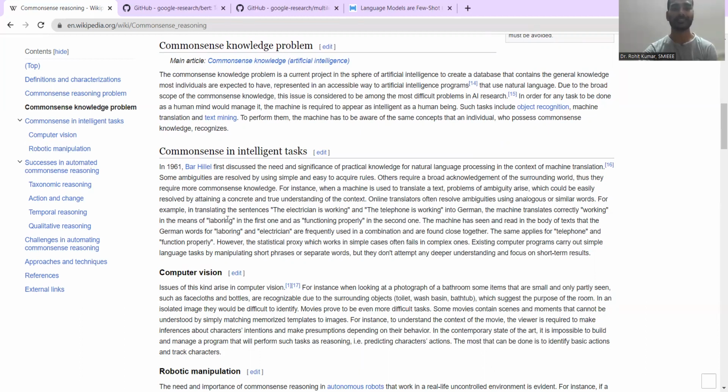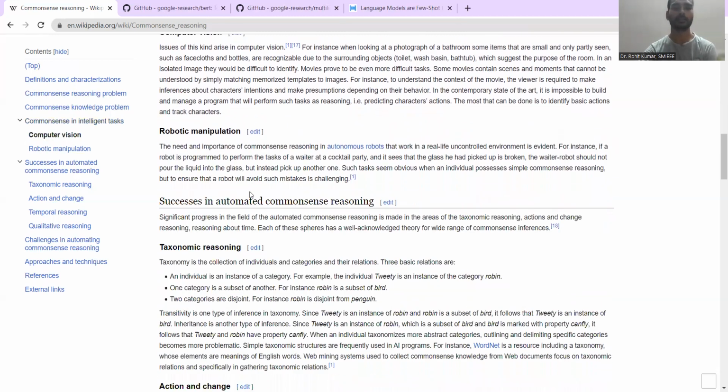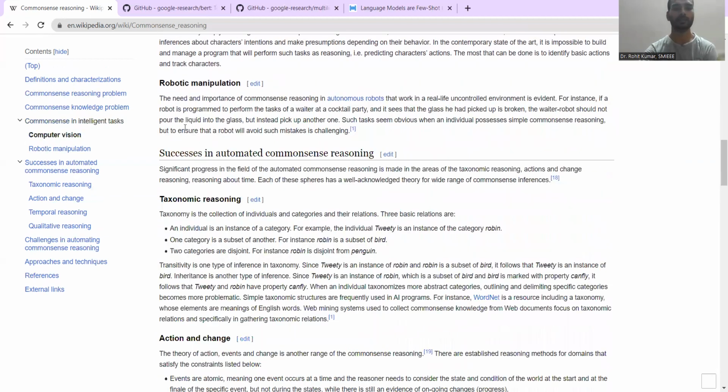Then common sense in intelligent tasks is important, because many times systems are supposed to do intelligent tasks, but if there is no common sense, and they are just based on stated facts, then it becomes useless. For example, to make a machine or robot intelligent, you frame multiple rules. But then you need to deduce and conclude the right kind of knowledge out of those rules, and that takes the form of common sense. It is used in a number of fields, including computer vision, robotic manipulation, and so on.